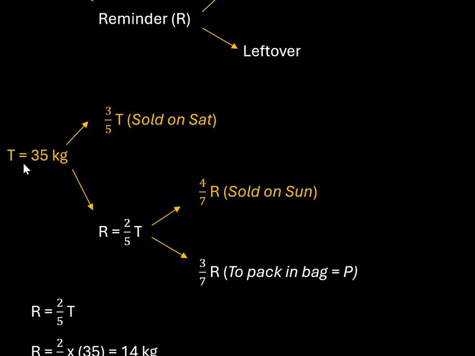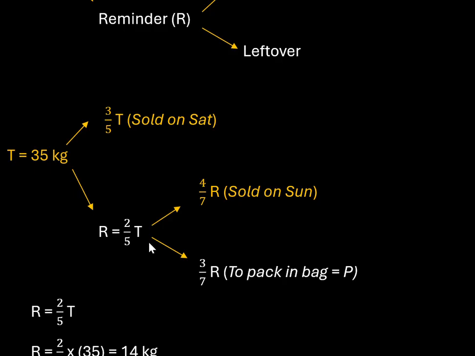Based on the question, we know that initially there's 35 kilogram of pistachio nuts and 3/5 of the total, not 3/5 kg, 3/5 of the total was sold on Saturday. And we also know that 4/7 of the remainder was sold on Sunday. So this is how I draw the diagram. Since 3/5 of the total is sold on Saturday, the remainder has to be 2/5, because 2/5 plus 3/5 will give you 35 kg back.